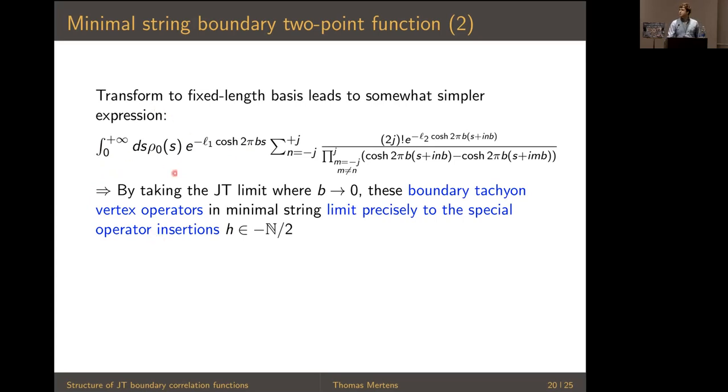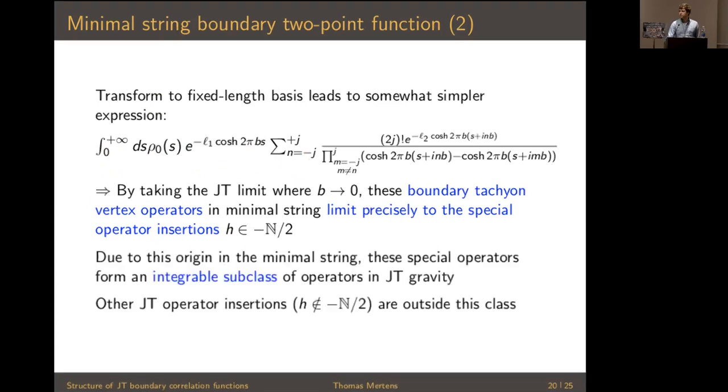So these are like the ancestors of these special operators in JT gravity corresponding to finite dimensional representations of SL(2,R). But now they're coming from the only primary operator insertions you would have in the minimal string. Due to this origin in the minimal string, these special operators form an integral subclass of operators in JT gravity, whereas all of the other operator insertions, where H is not a negative half integer, are outside of this class.